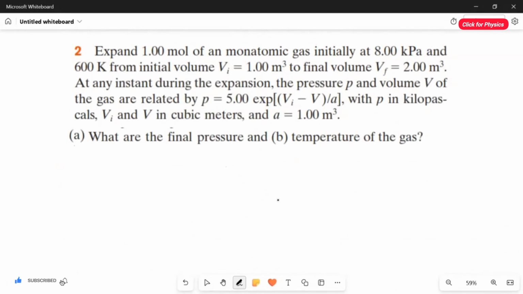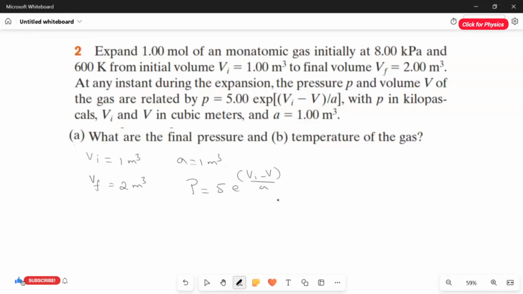So what is given in this question? They gave the value of initial volume and final volume. Vi is equal to 1 cubic meter, and V final is equal to 2 cubic meter. And the value of A is equal to 1 cubic meter, and the equation they give is P equal to 5 e power (Vi minus V) over A.